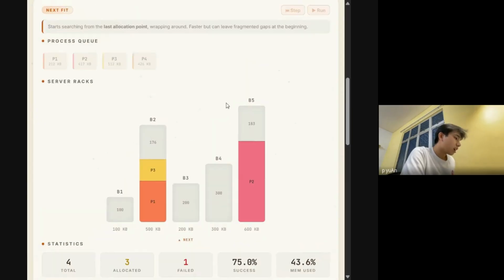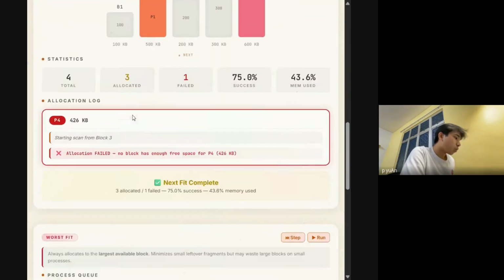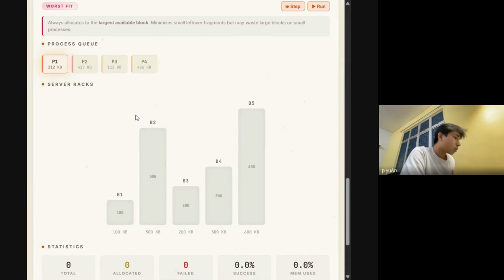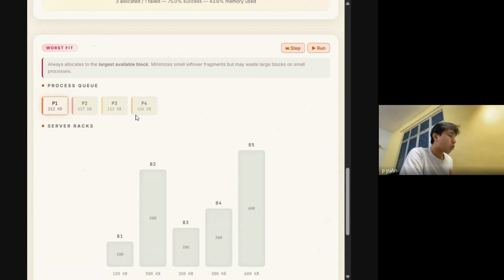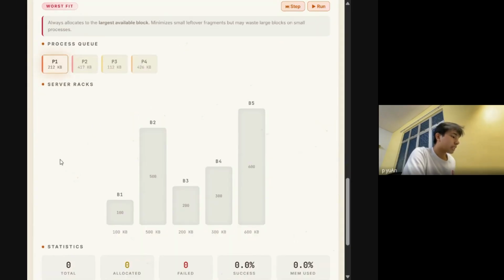So let's move to the WorstFit allocation. WorstFit always allocates to the largest available block. So it scans all the memory blocks, labels the largest one, and fits the process into the largest memory block.